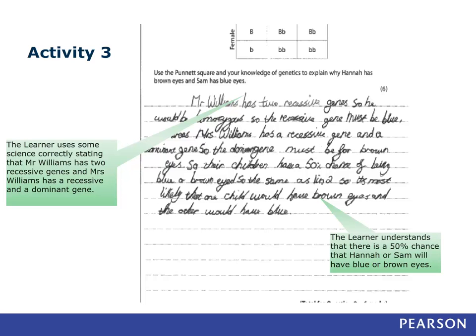The learner has not referred to Hannah or Sam by name, but they have understood that the children have a 50% chance of having blue or brown eyes. Overall, the learner has shown a good understanding of dominant and recessive alleles and that the children have a 50-50 chance of having blue or brown eyes.